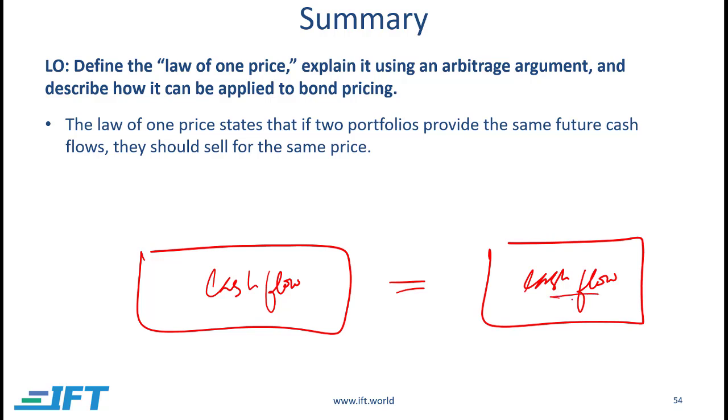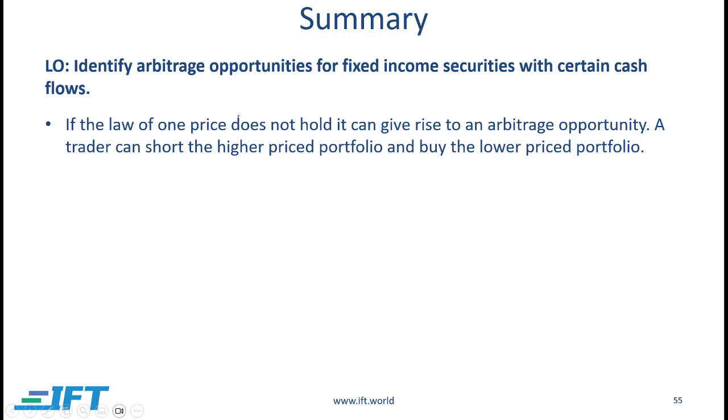Now, when I say cash flows are identical, the dates, the certainty of those cash flows, everything should be the same. Only then they should be at the exact same price. If they are not, that means the law of one price is being violated and therefore an arbitrage opportunity could be there.